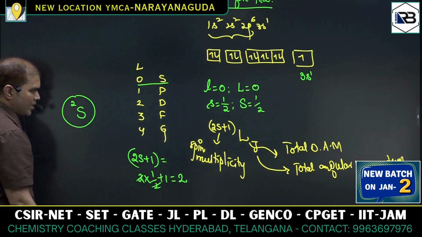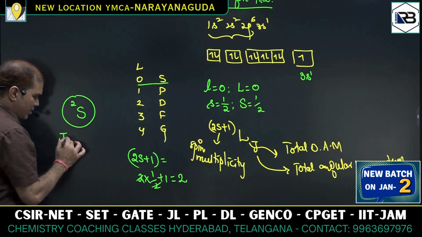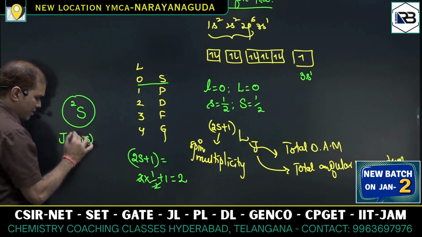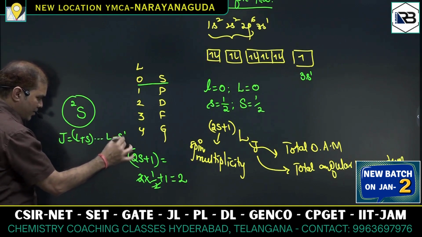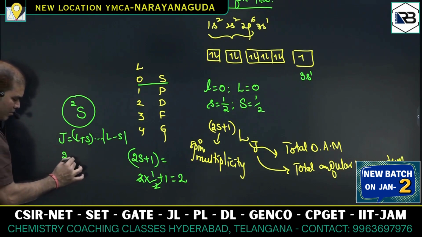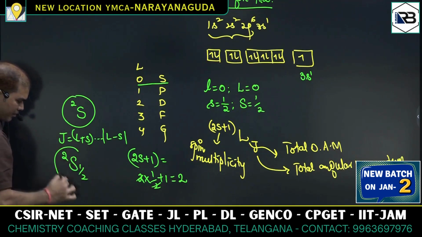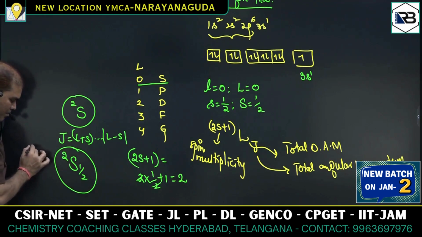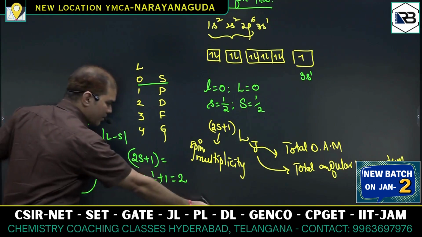Suppose I want to know the state, it is J. J takes values from L plus S up till L minus S. L is 0 and S is 1 by 2. So the state is doublet S 1 by 2. This is for the sodium ground state. Remember the term symbol.